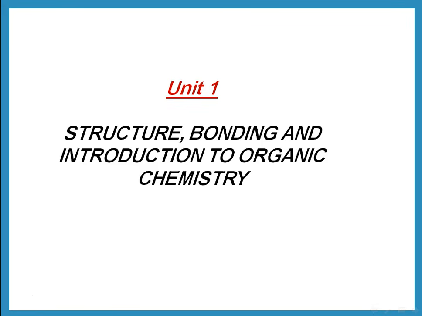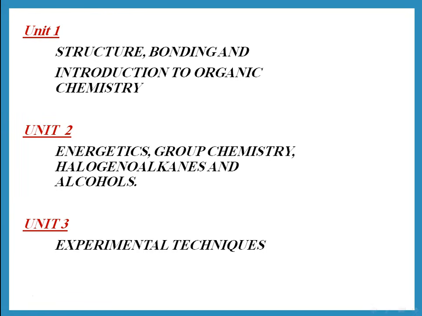You probably know that we have 3 units. Unit 1 consists of structure, bonding, introduction to organic chemistry. Unit 2 is energetics, group chemistry, halogenoalkenes and alcohols. We'll discuss all of this. And Unit 3 talks about experimental techniques. So these are the 3 papers that you will be required to sit for.